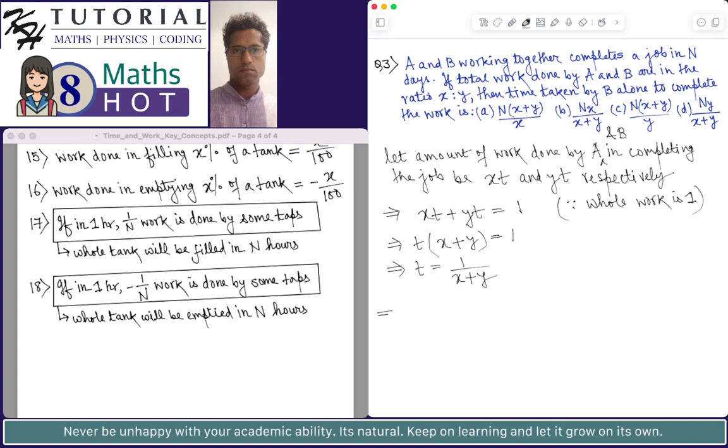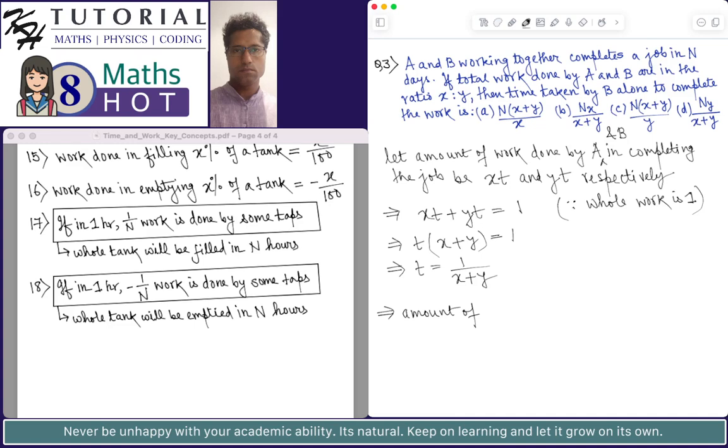The question has asked for the time taken by B alone to complete the work. Now we can find the time taken by B alone to complete the work if we can somehow find the work done by B in 1 day. So that is what we are trying to find. Now from this fact we have found t.